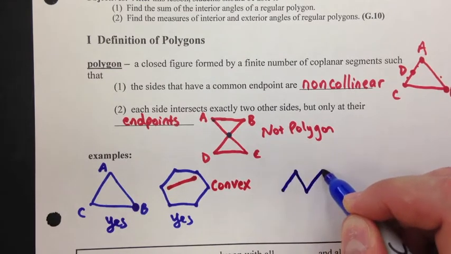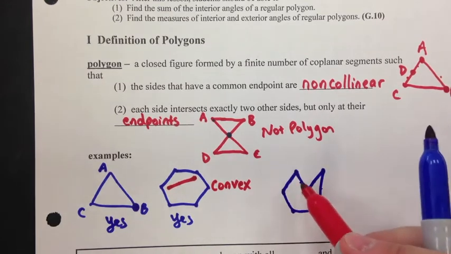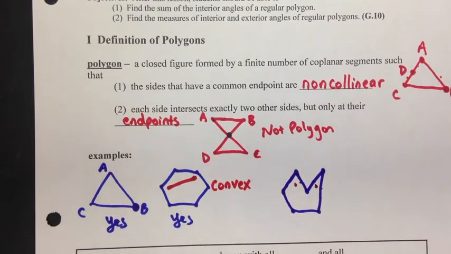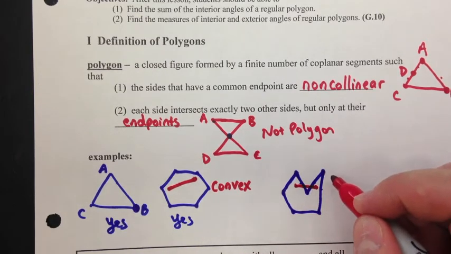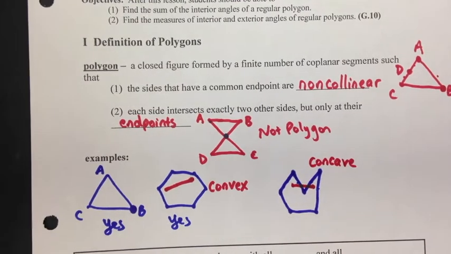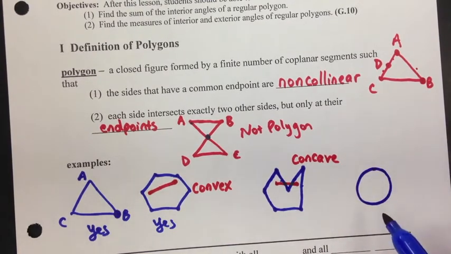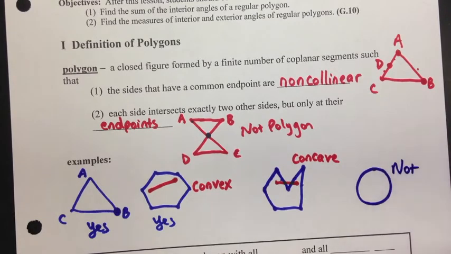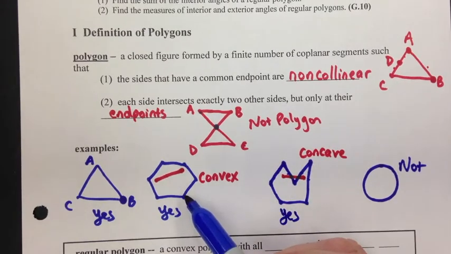Now, if I take a different kind of hexagon, let me draw it. 1, 2, 3, 4, 5, 6. This is also a hexagon, 1, 2, 3, 4, 5, 6 sides. But if I take 2 points here and I connect them, notice that some of the points on that segment are outside the figure. This is what we call concave. It is a polygon, but it's not convex. Something that's not a polygon would be a circle, because a circle has no sides. We're not really going to look at concave, we're going to look basically at convex.